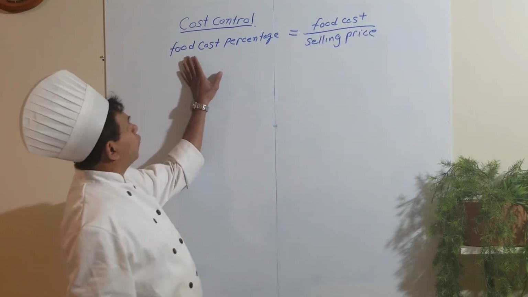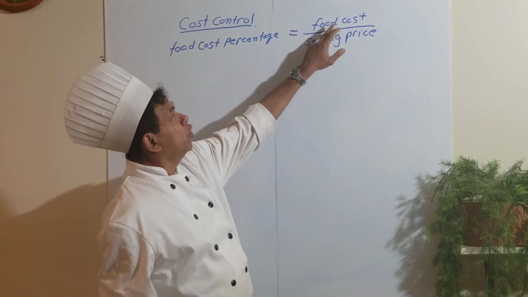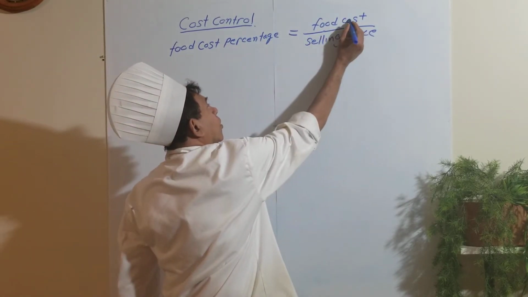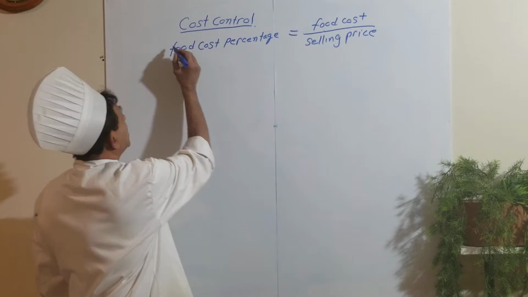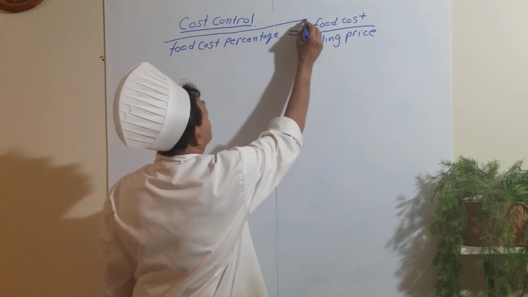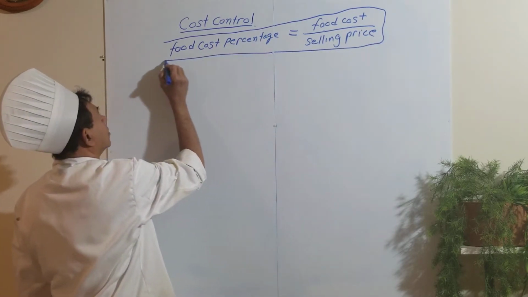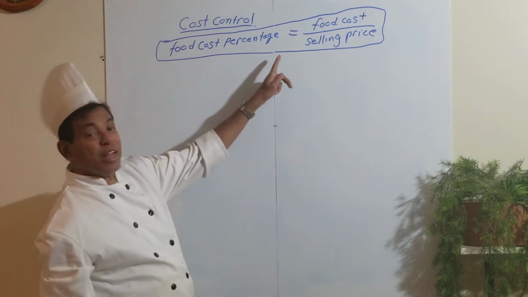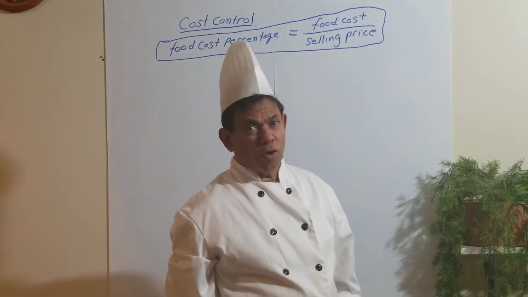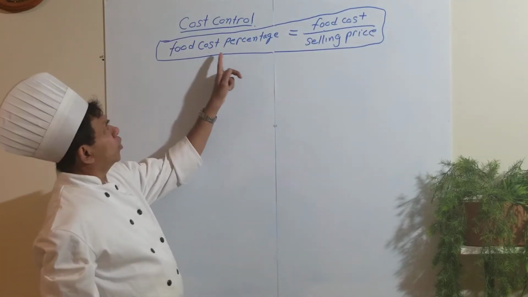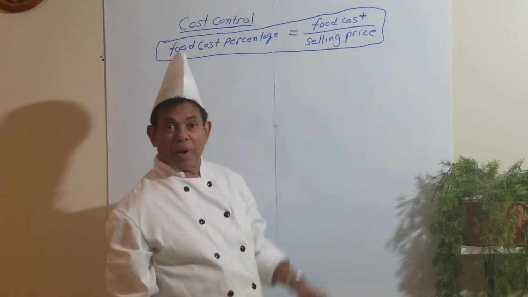Alright, the food cost percentage is equal to food cost divided by selling price. This is a very important formula for us in the kitchen to think about kitchen cost control. Food cost percentage equals food cost divided by selling price.